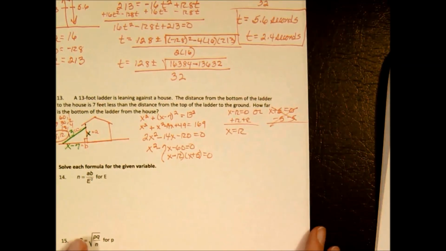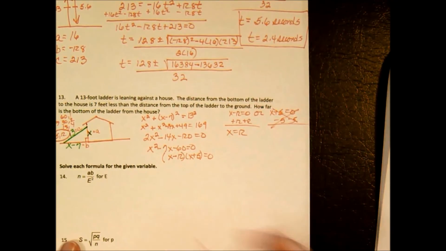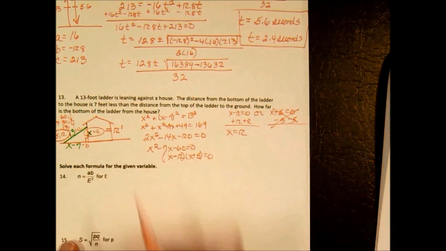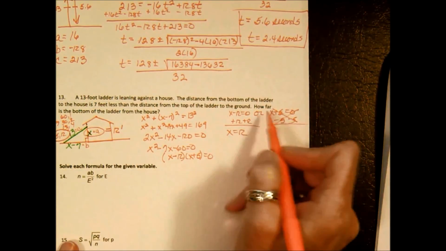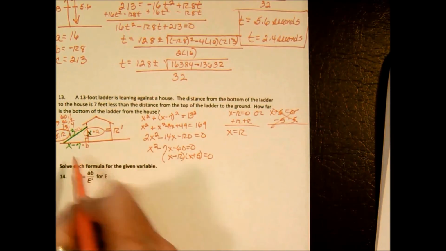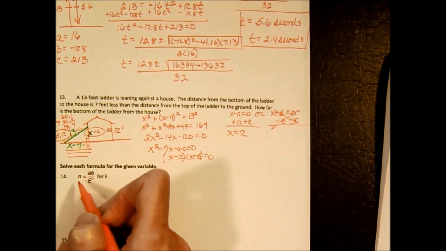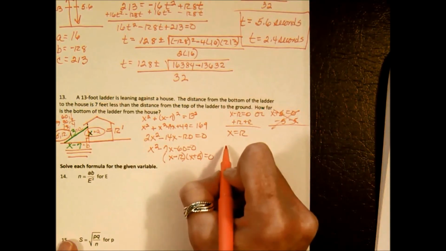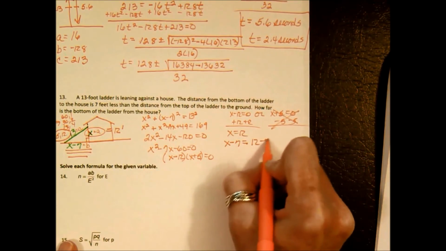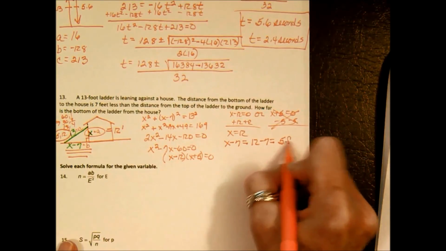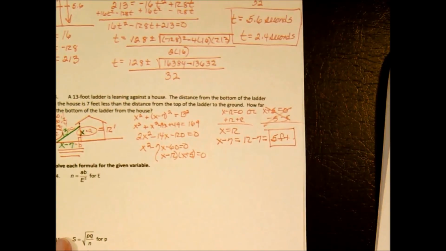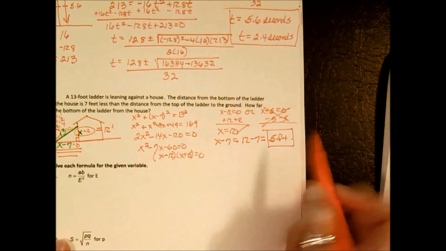I just found that x equals 12 feet. It says, how far is the bottom of the ladder from the house? We want to know this distance, so I have to say that distance is x minus 7, or 12 minus 7, which is 5 feet. So that was just about reading carefully. It's true that x is 12, but we wanted to know this distance.